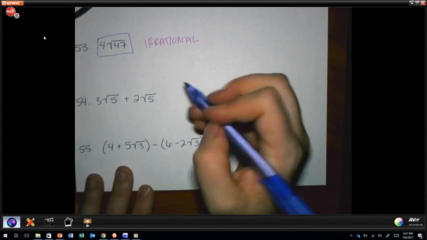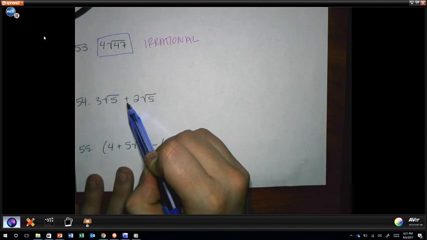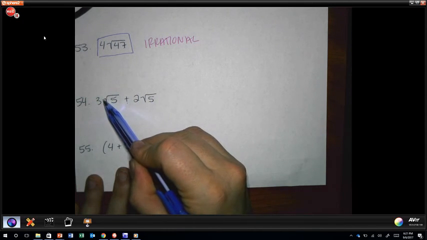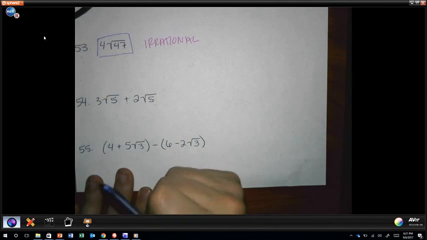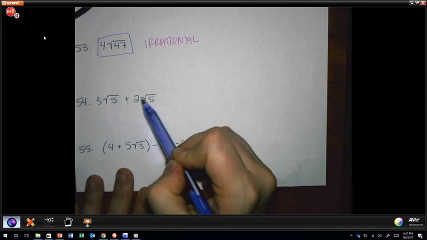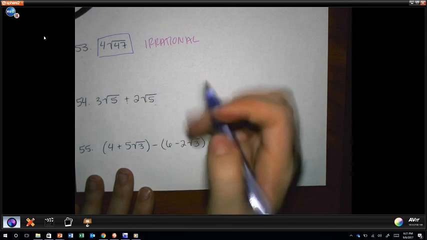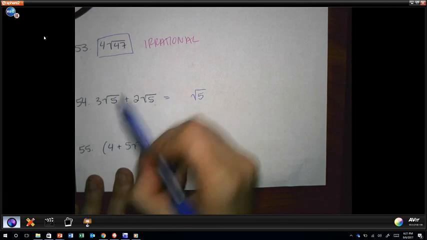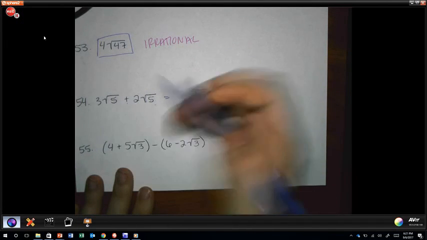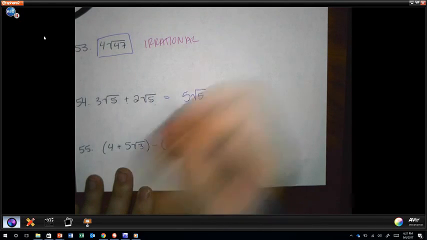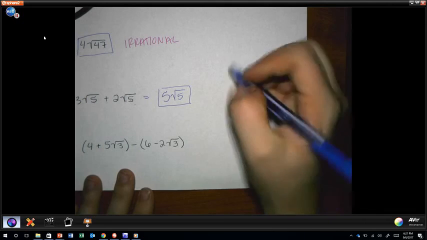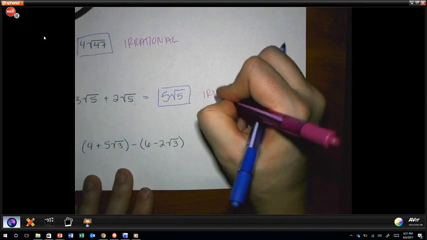Number 54. I can add radicals if they are like terms. These are like terms if I have the same radical in each of my terms. The square root of 5 and the square root of 5 are in each term. That means I can add them. The square root of 5 will also be in your answer because it's like terms. Add the 2 and the 3 to get 5, and your answer is 5 radical 5. That cannot be reduced more because 5 is prime. There are no factors I can pull out of my radical. This answer is irrational.